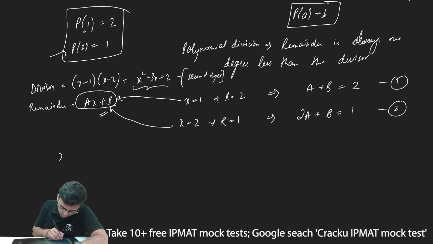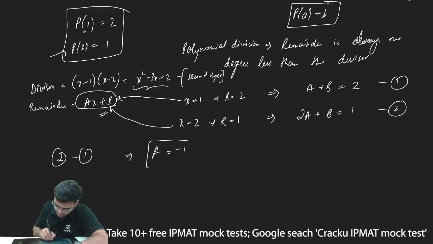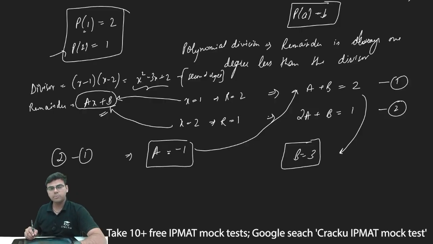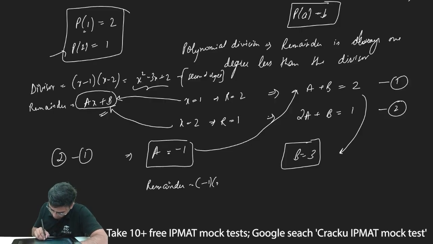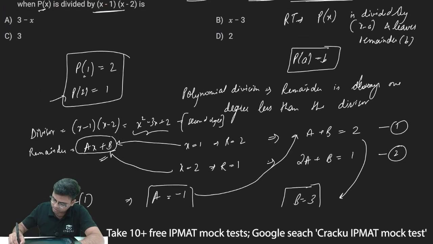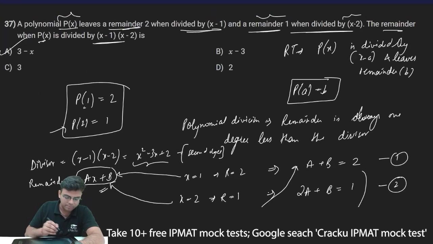If I do second minus first, this will be equal to 2a plus b minus a minus b, so b will get cancelled and this will become a is equal to minus 1. If I put a equal to minus 1 in this equation, I'll get b is equal to 3. Thus the remainder will be of the form ax plus b, so minus 1 into x plus 3, which is equal to 3 minus x. So 3 minus x will be the remainder, and therefore I can say option A, which is 3 minus x, is the correct answer.